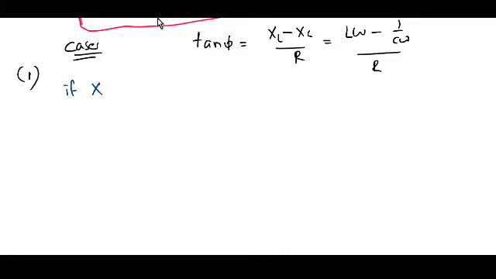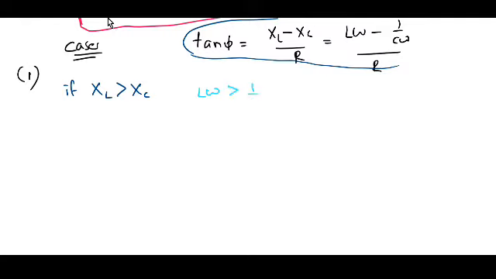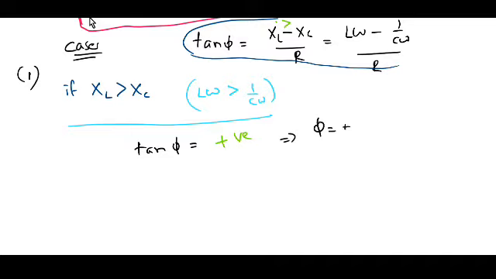Now if XL is greater than XC, the first case, then if you look at this expression, XL greater than XC means L omega is greater than 1 by C omega. In such a situation, tan phi is positive. If tan phi is positive, that is, phi is positive.